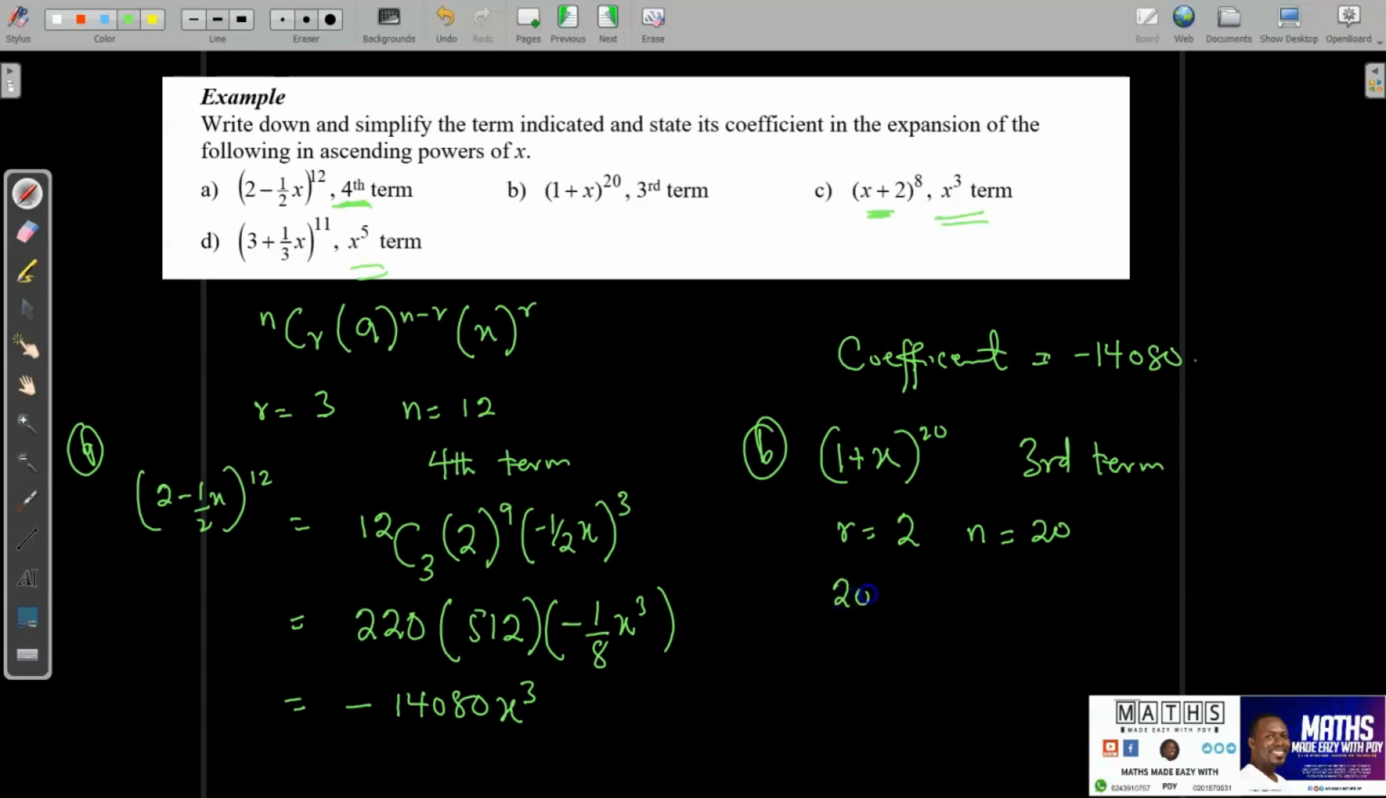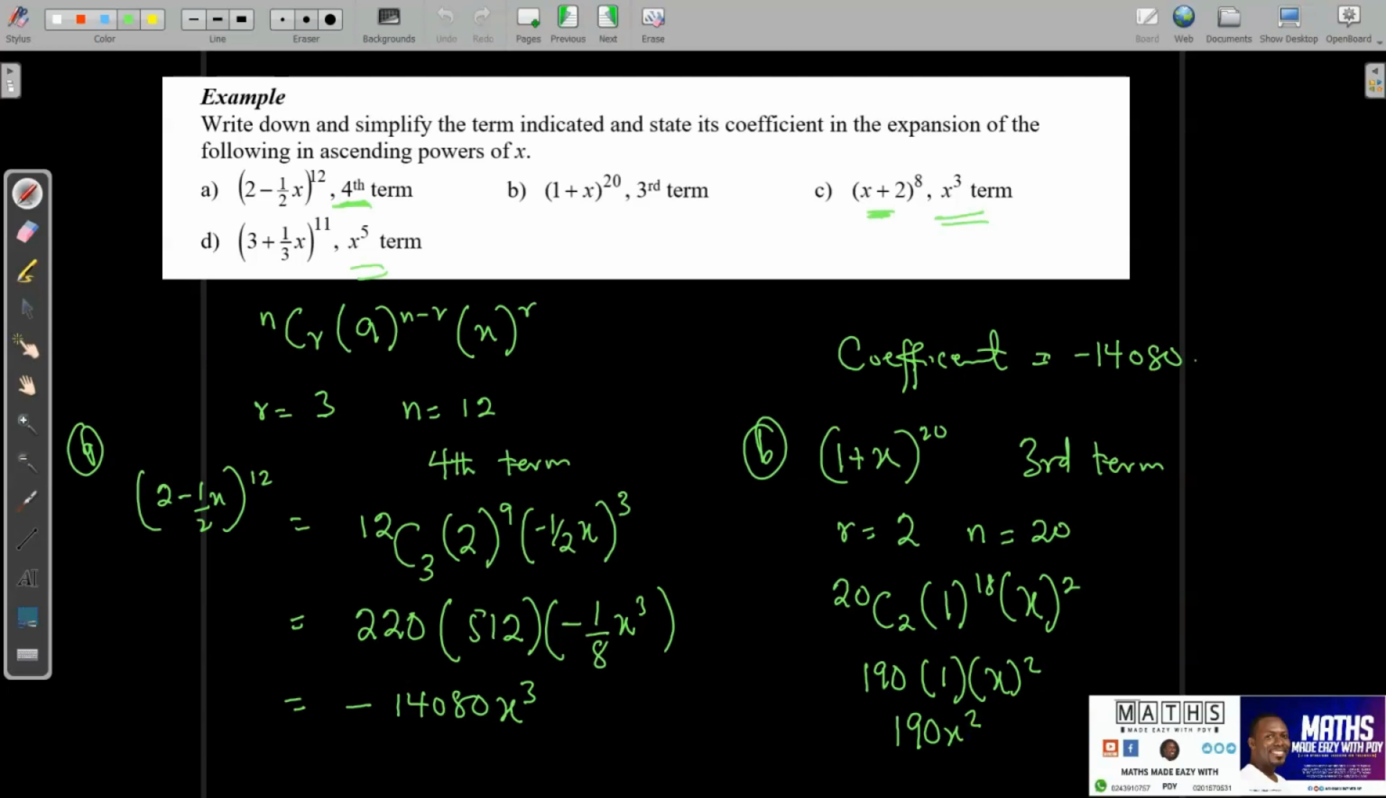20 combination 2 multiplying 1 to the power 18. Very good. Multiplying x to the power 2. Very good. 20 combination 2, what's the value? 190. 1 to the power 18 is the same as 1, and x to the power 2 is the same as x squared. So final answer is 190 x squared. My people, are you with me? Yes, sir. All right. Good.